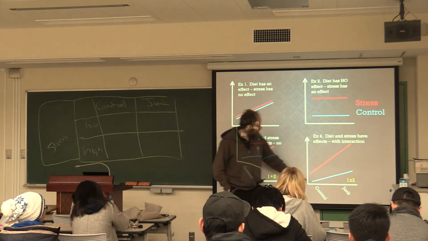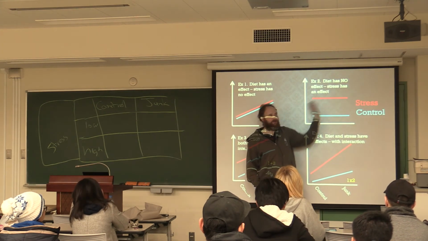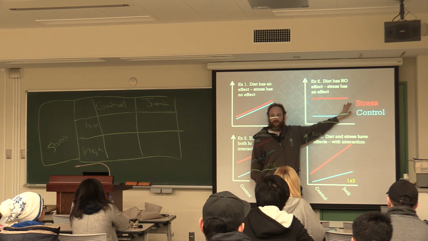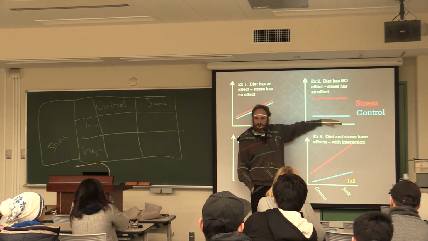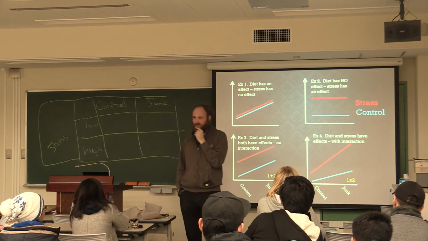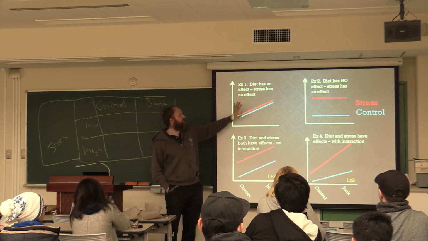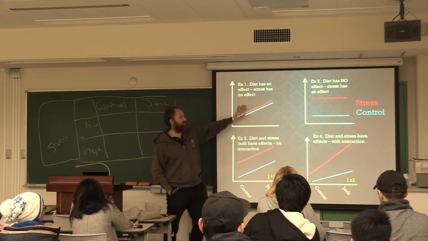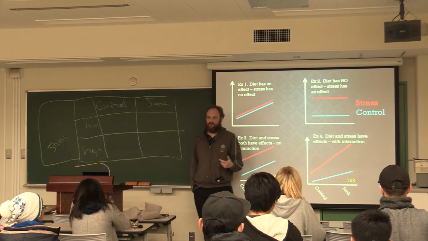Okay. Example 2. Diet has no effect, but stress has an effect. Okay? Control mice, mice fed junk food. No difference. Right? Equally big. But the stressed mice are heavier than the control mice. Make sense? Okay. So that's if you've got no, this is where diet has an effect but stress has no effect. This is where diet has no effect, stress has an effect.